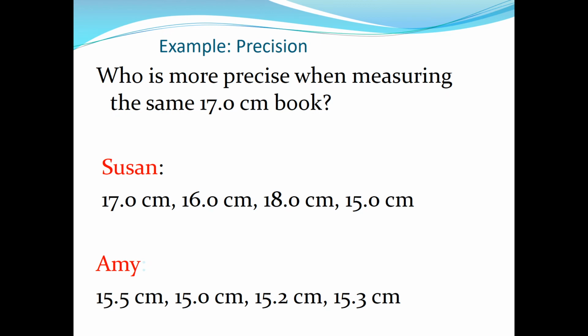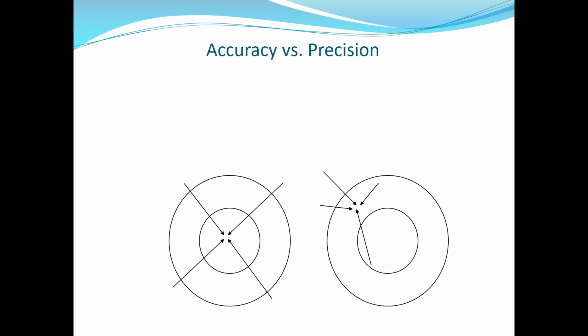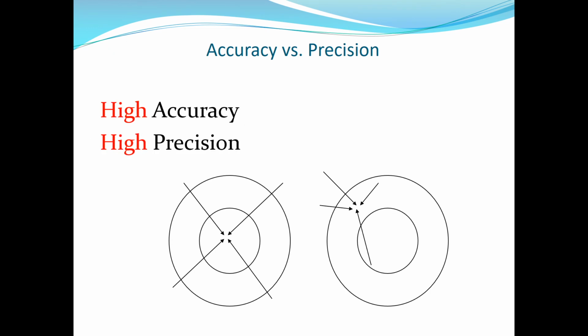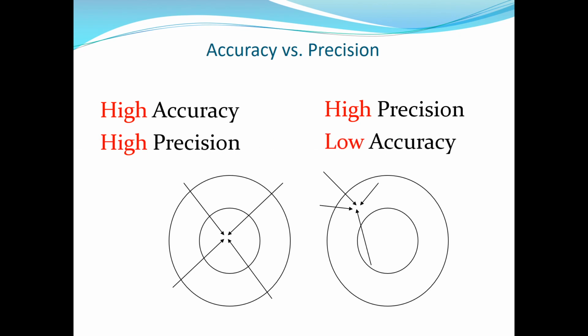However, with precision, you want to make your answers more precise. But you don't want to make them too precise to the point where they're no longer representing the true value. It's a balancing game. So here, this one has high accuracy and high precision. This one still has high precision but low accuracy because it's far away.